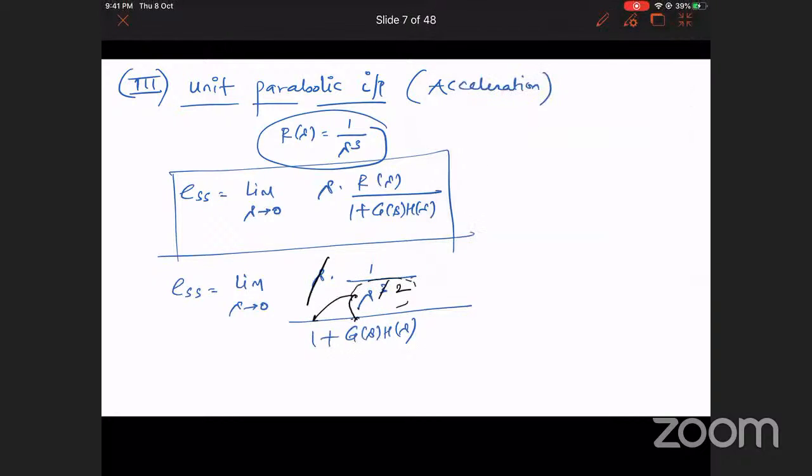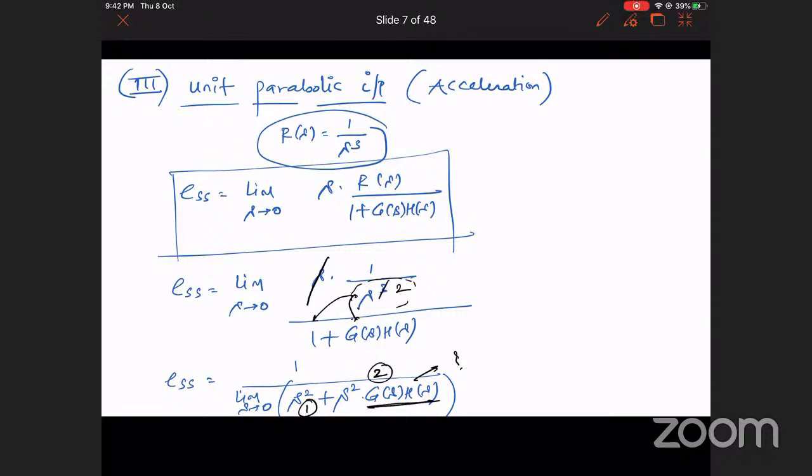Effectively, what ESS do we have? The ESS that we have, guys, is 1 upon s square plus s square into G of s H of s, where for both terms, limit s is tending to 0. But try to understand my point. You can substitute s equal to 0 in the first term, but you cannot substitute in the second term, guys. Reason: G of s H of s is still a question mark for us. Therefore, you are not going to substitute s equal to 0 in the second term, but in the first term you can substitute.